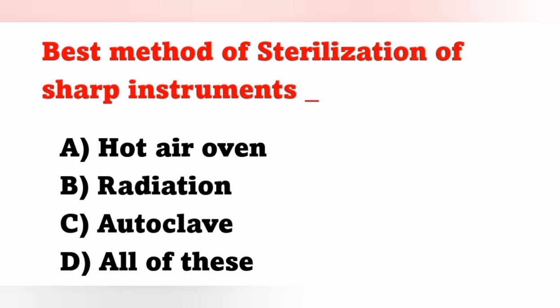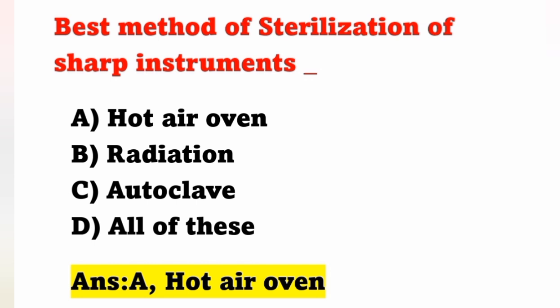The next question, best method of sterilization of sharp instrument. Options: option A hot air oven, option B radiation, option C autoclave, option D all of this. Question, which is the best method of sterilization of sharp instrument? In the previous question we discussed autoclave is not used for sterilizing sharp instrument. For quick sterilization we can use Sidex. And the best method of sterilization of sharp instrument is hot air oven. Option A is the correct answer.